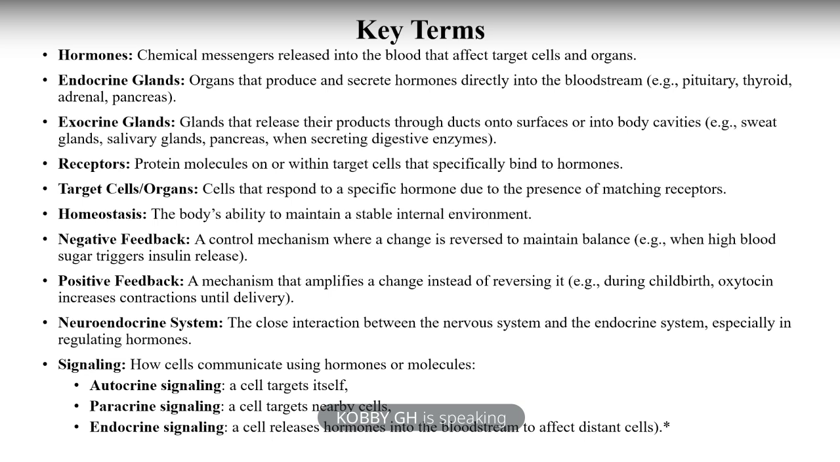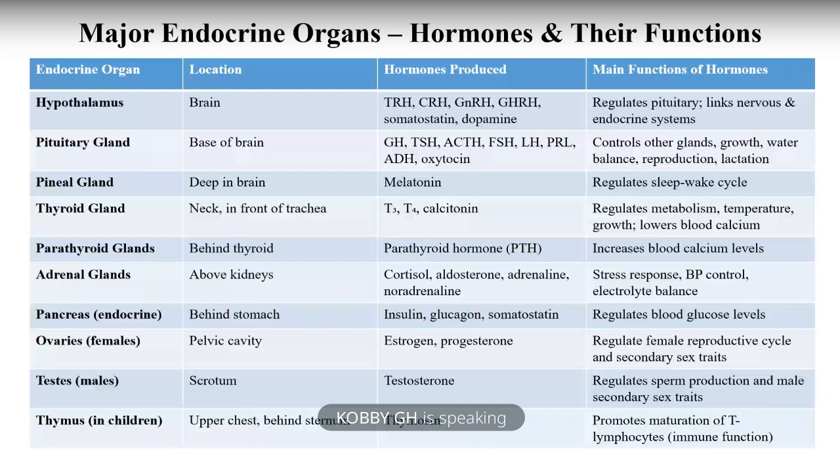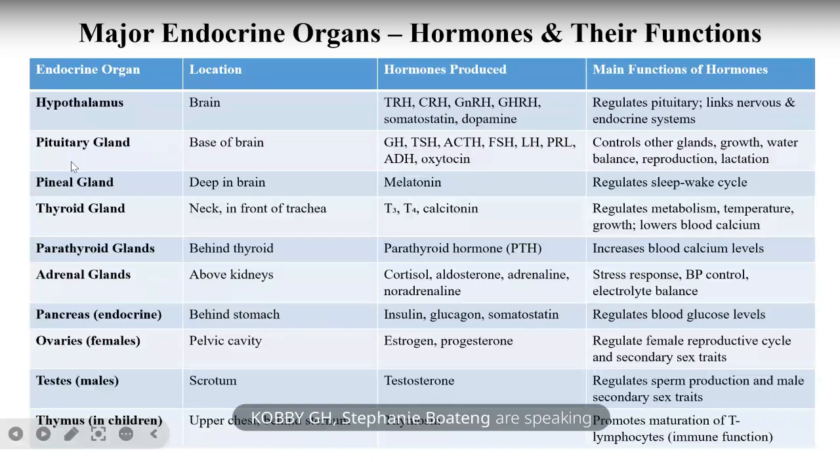All right. I think we've done the autocrine signaling, the paracrine signaling, and the endocrine signaling. We will end with this slide for today. Now, these are the major endocrine organs we have in the body: the hypothalamus, the pituitary gland, the pineal gland, the thyroid gland, the parathyroid glands, the adrenal glands, the pancreas, the ovaries, the testes, and the thymus.